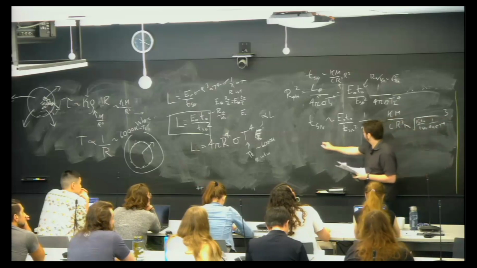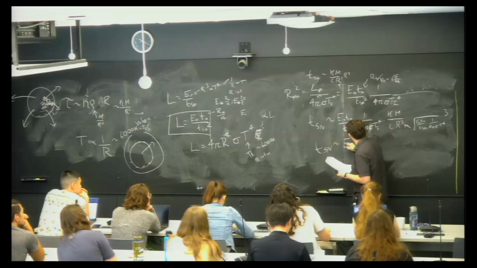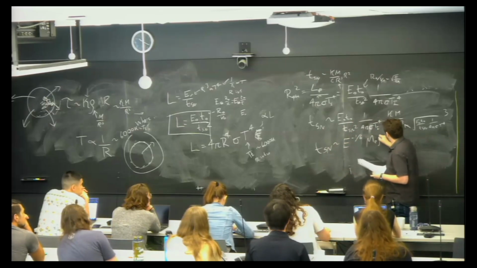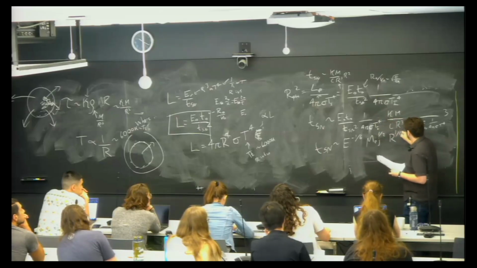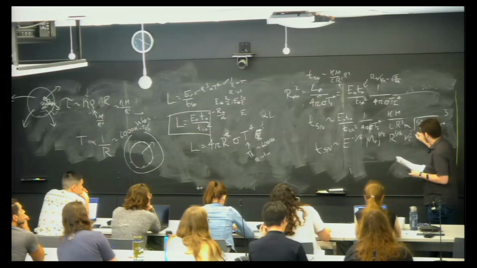Put it all together, and the duration goes like E to the minus 1/6, the ejecta mass to the 1/2, radius to the 1/6. We've introduced a radius dependence. We also have the opacity to the 1/6 and the ionization temperature to the minus 2/3.